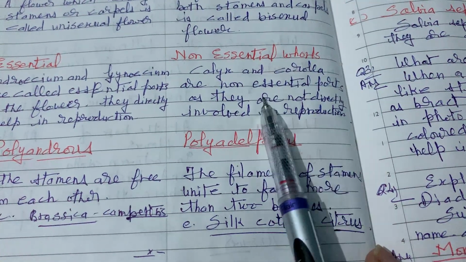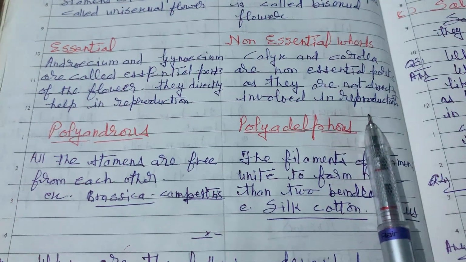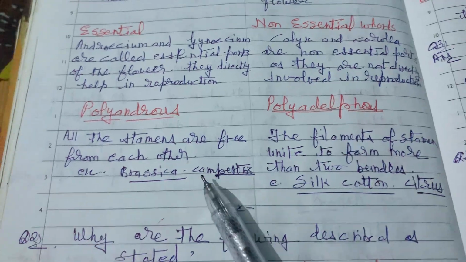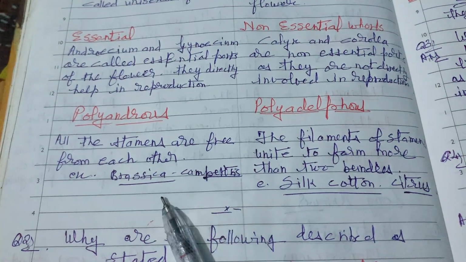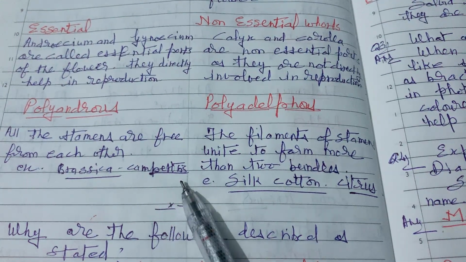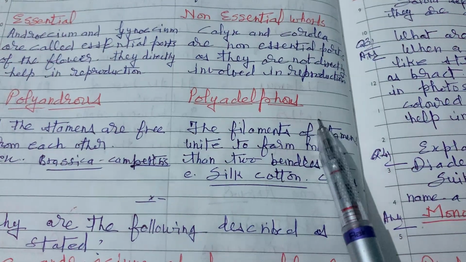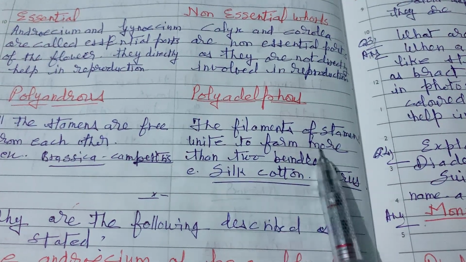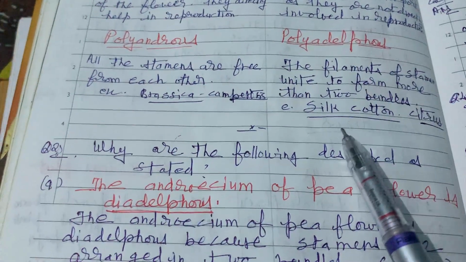Non-essential: calyx and corolla are non-essential parts because they are not directly involved in reproduction. Polyandrous: when all the stamens are free from each other, as in Brassica campestris, but the stamens may be of different lengths. Polyadelphous: filaments of the stamens unite to form more than two bundles, as in silk cotton, citrus.